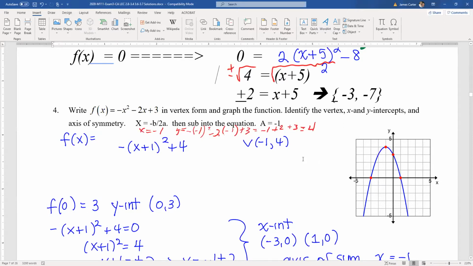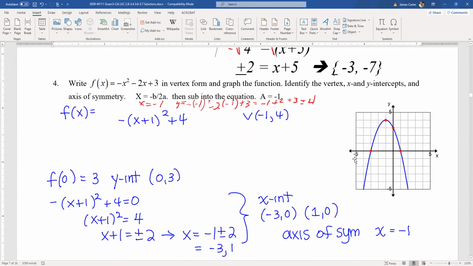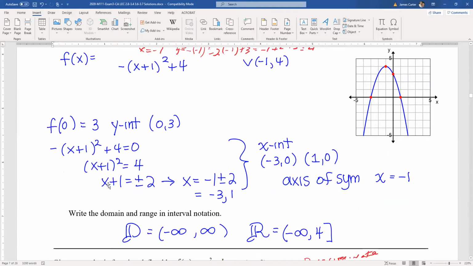Now, in order to find these two points, the x-intercepts, we let y equal 0. Oh, by the way, if the vertex is the point (-1, 4), that gives us the vertex equation, opposite of sign for 1 and same sign for 4. We replaced y with 0, solved it, and we got the values of -3 right here and +1.